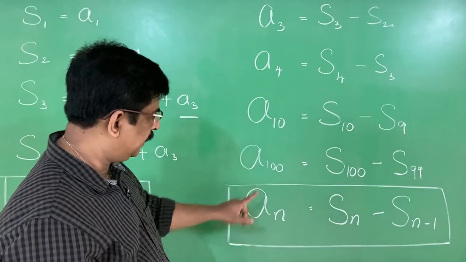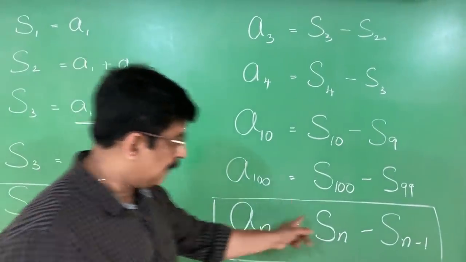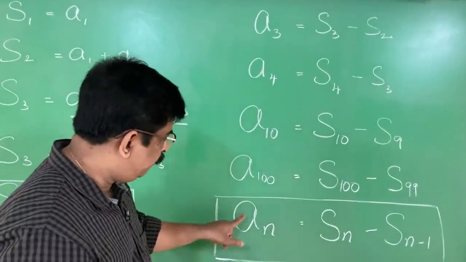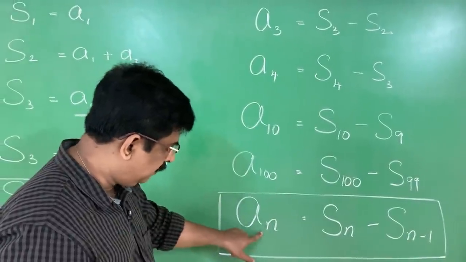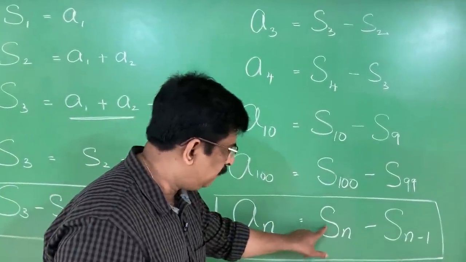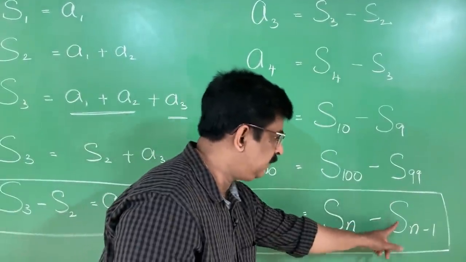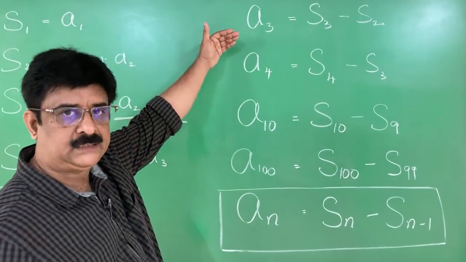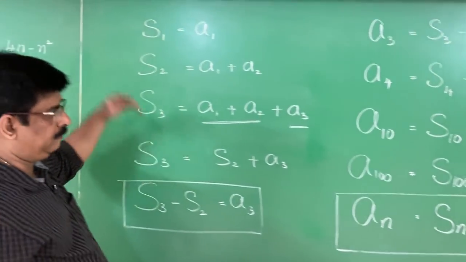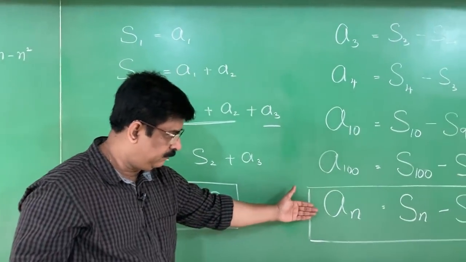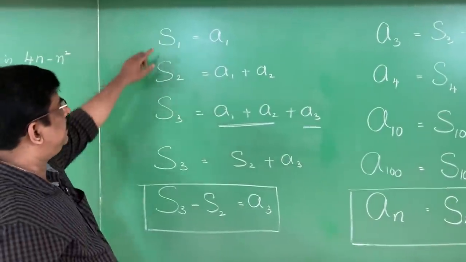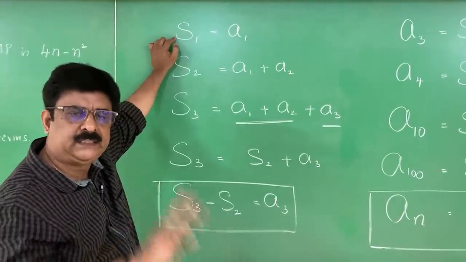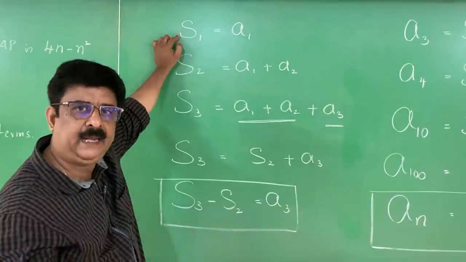If you wanted to find the nth term from the sum, how to find? What is the relationship between the term and the sum? If I wanted the nth term, you first find the sum of the n terms minus the sum of the n minus 1 terms, you are left with the nth term. You can understand. I repeat, I am not solving the problem, because after writing the skill format, then only we go for solving the problem. S1 means what? S1 is nothing but A1. The first term and the sum of the one term is the same.